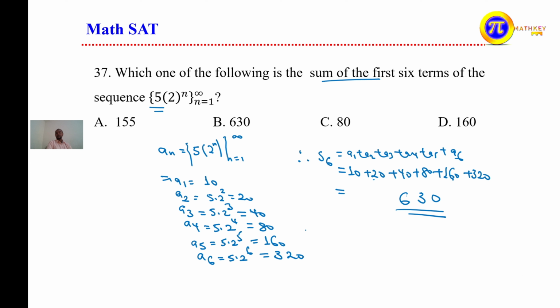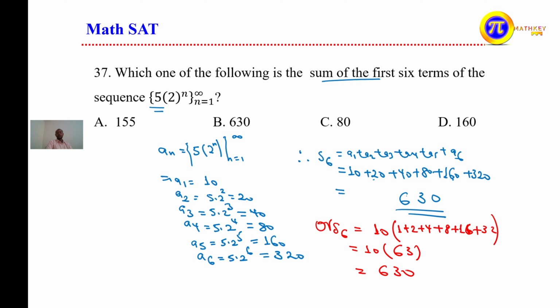You can find 630 in this way. Series: 1, next 2, next 4, next 8, next 16, and the next one 32. Then the sum is equal to 10 times (1 plus 2 is 3, 3 plus 4 is 7, 7 plus 8 is 15, 15 plus 16 is 31, 31 plus 32 is 63). So 63 times 10 is 630. We get the same result.